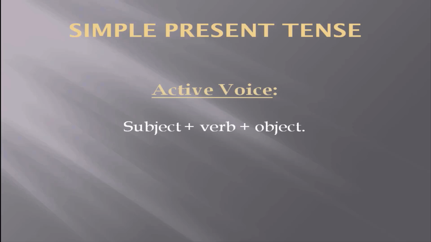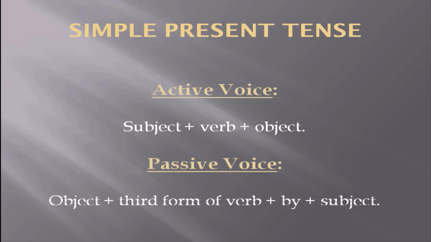Now we come to transformation of active voice into passive voice of simple present tense. Look at the structure of the sentence in active voice. Subject plus verb plus object. Now come to the structure of the sentence in passive voice. Object plus third form of verb plus by plus subject.